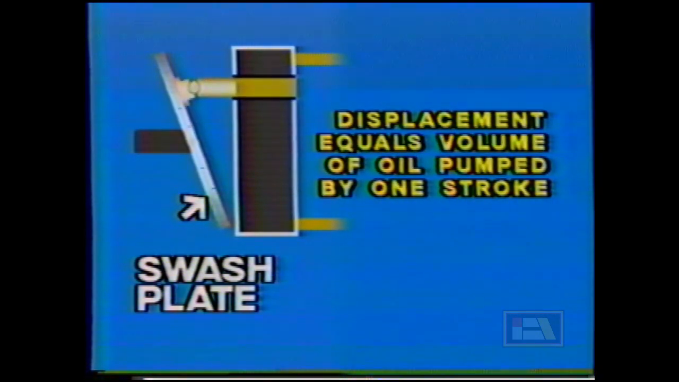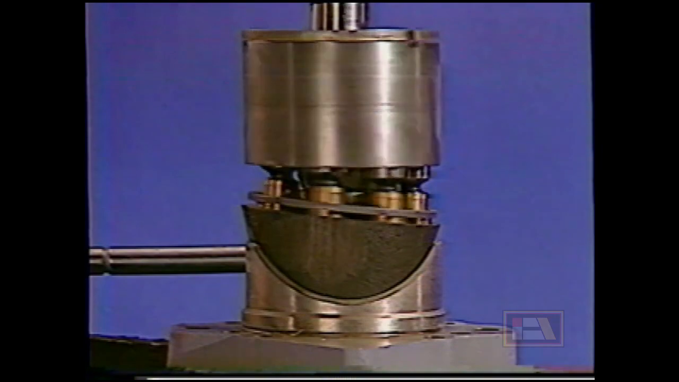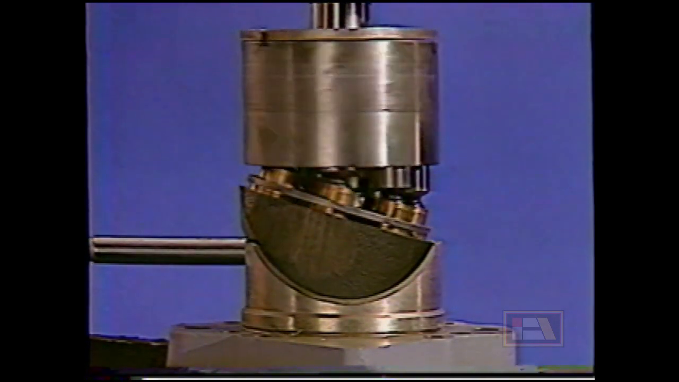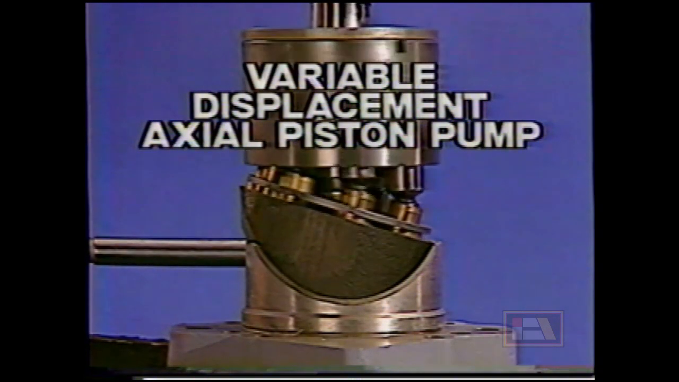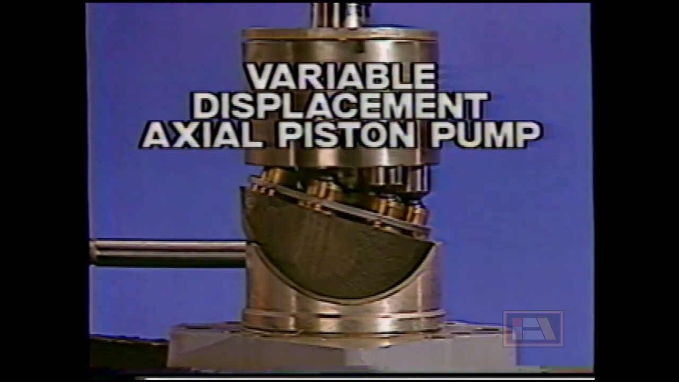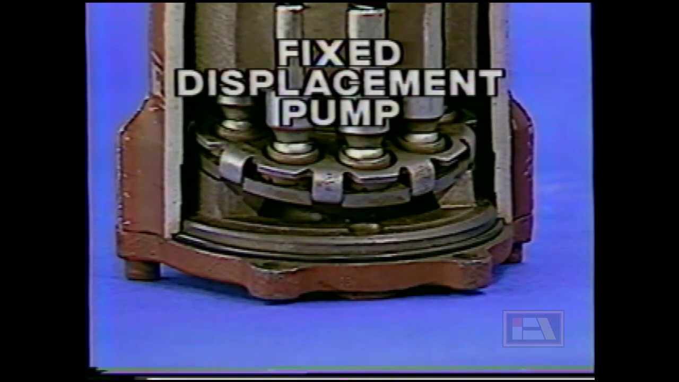Displacement then describes the amount or volume of oil which is pumped by one stroke of the piston. By varying the angle of the swash plate, you are actually varying the displacement of the pump. Thus, this pump would be called a variable displacement axial piston pump. A lot of words for such a simple device. However, if the angle of the swash plate was designed not to move, the pump would then be considered a fixed displacement pump.